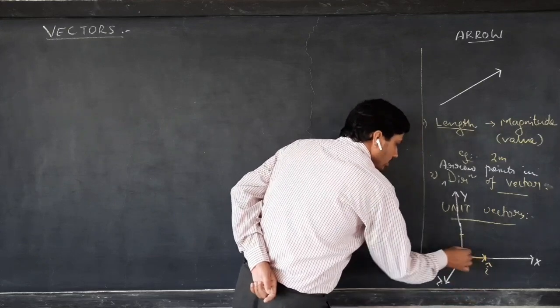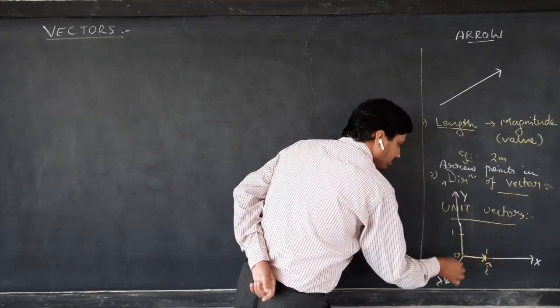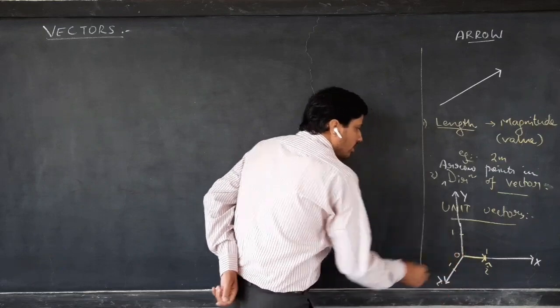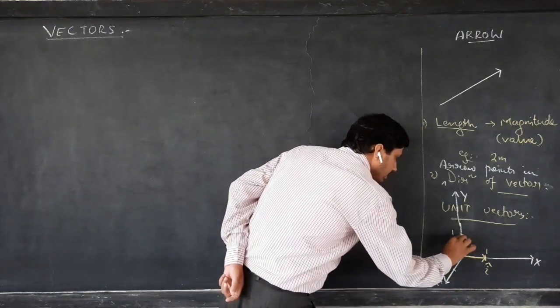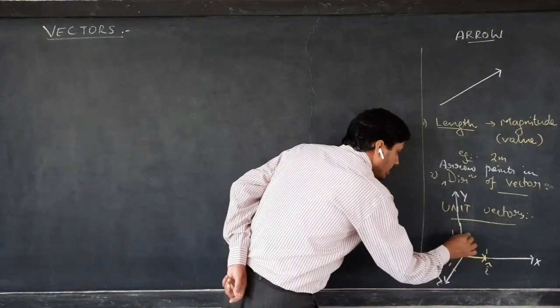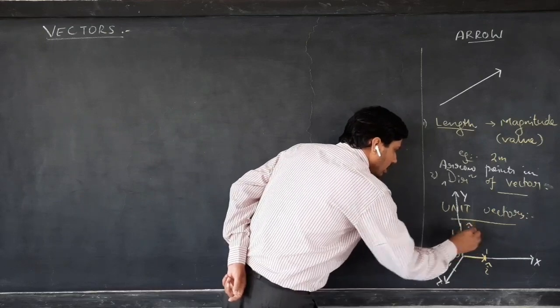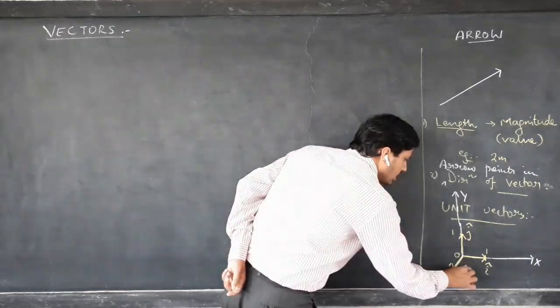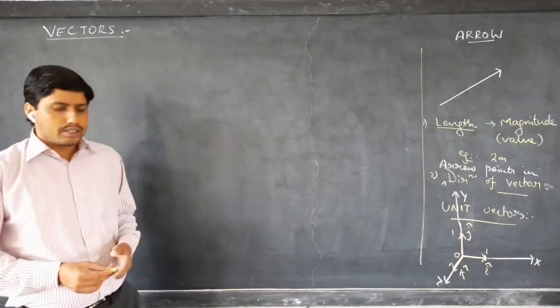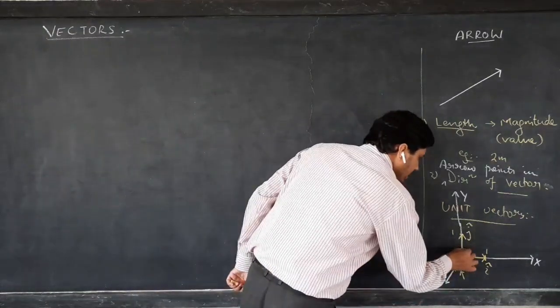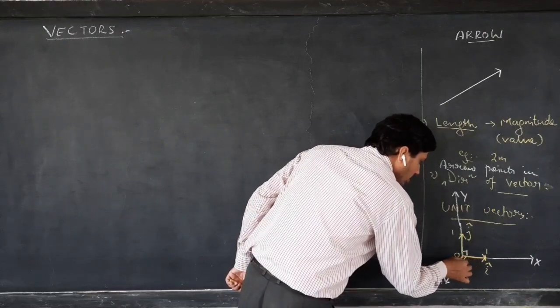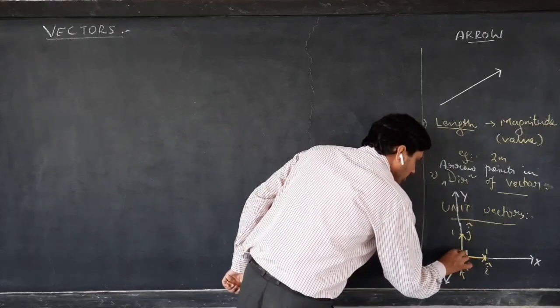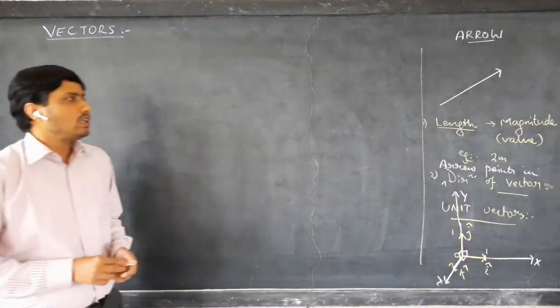Likewise, a unit vector, so this is 0, this is 1. A unit vector along y axis, we will call it j cap. Unit vector along z axis, we will name it k cap. Just notations are there. Here x, y, and z axis are mutually perpendicular to each other, like so.